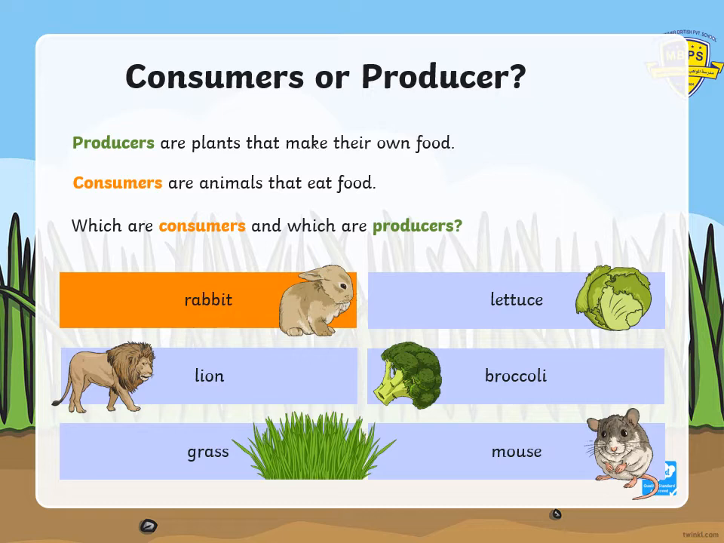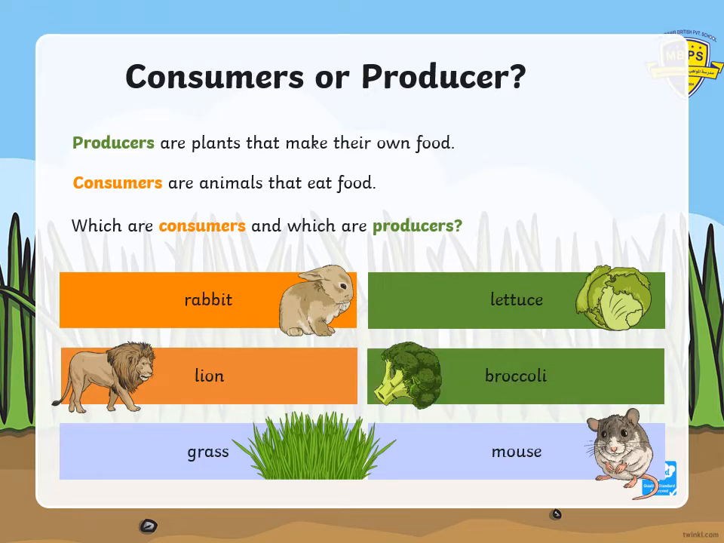Is a lettuce a consumer or a producer? It's a producer because it's green. Is a lion a consumer or a producer? Can a lion make its own food? No, it eats other animals, so it's a consumer. Broccoli, again, producer or consumer? Producer. Grass, producer or consumer? Producer because it's a plant. Mouse, consumer or a producer? Can it make its own food? No, it needs to eat, so it's a consumer.